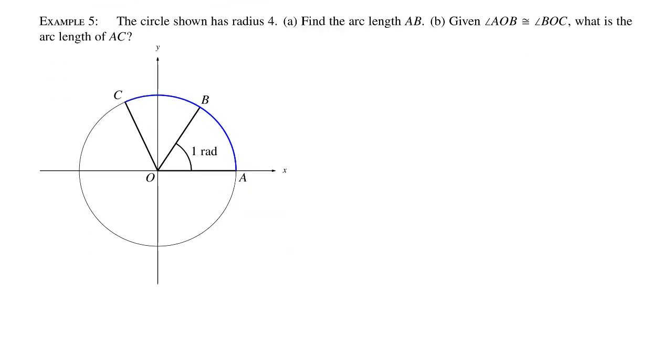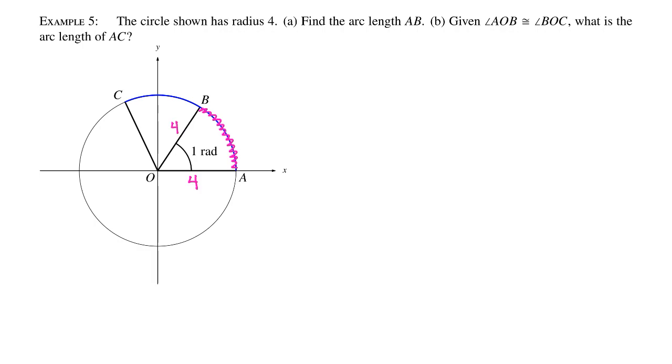Let's look at example 5. The circle shown has radius 4. Find the arc length AB. Well, the arc length AB is right here. And the radius is 4. That's 4 and that's 4. And the angle is 1 radian.